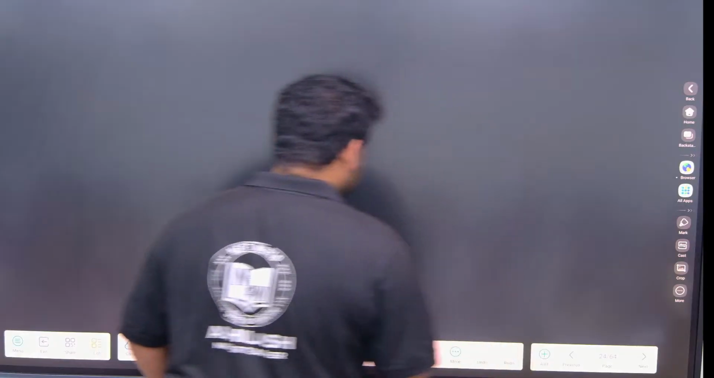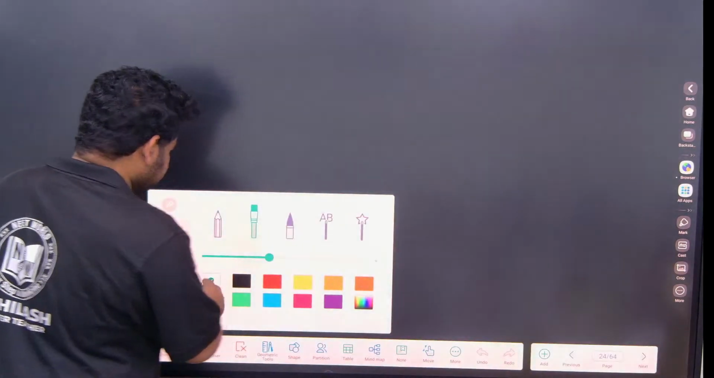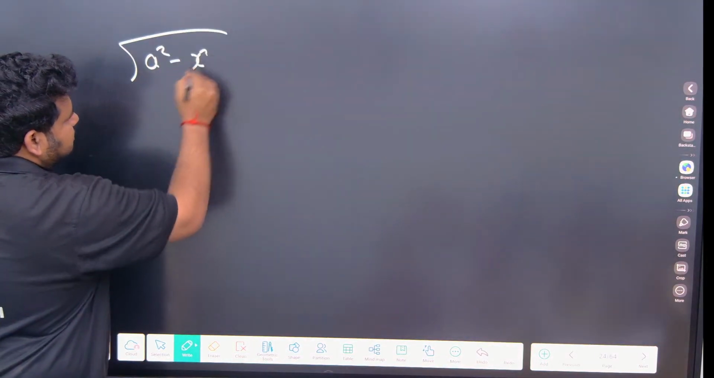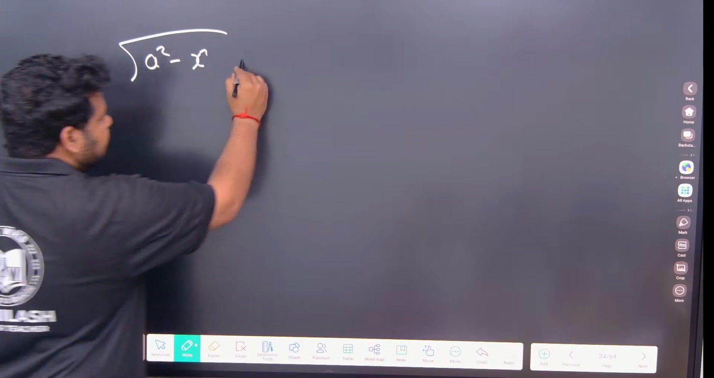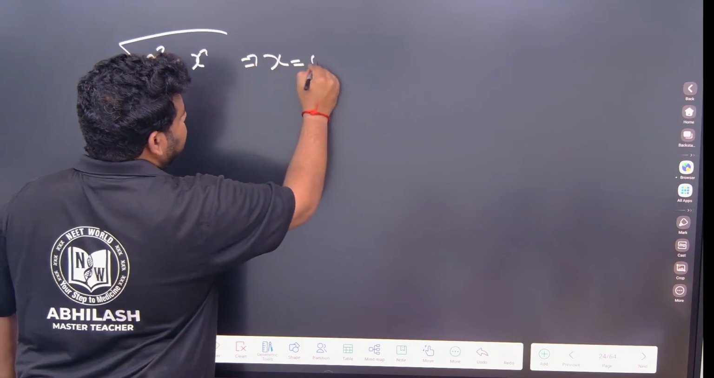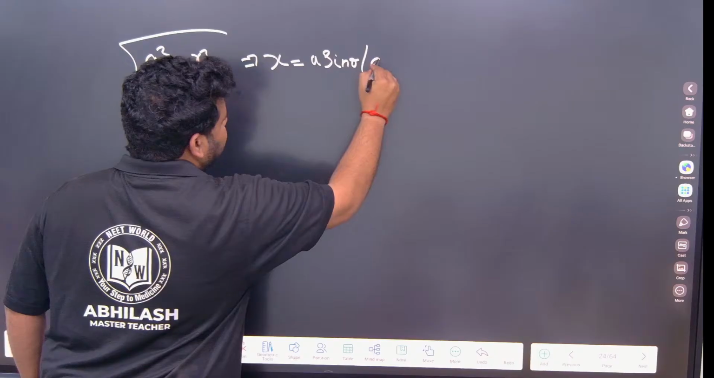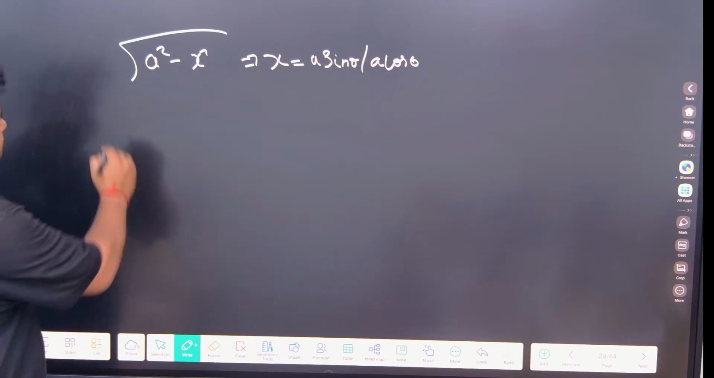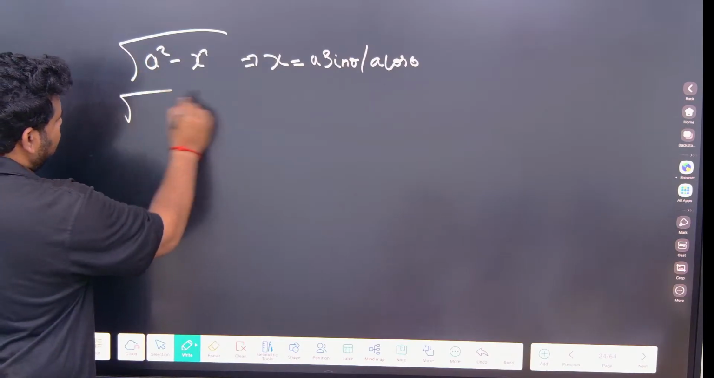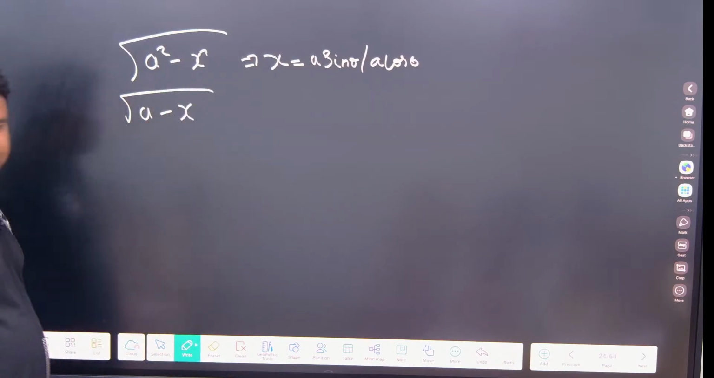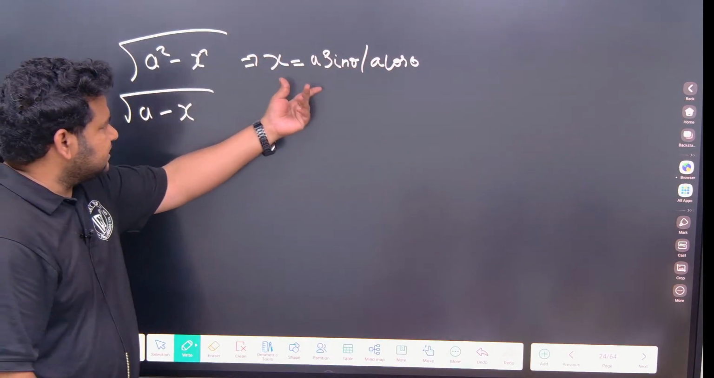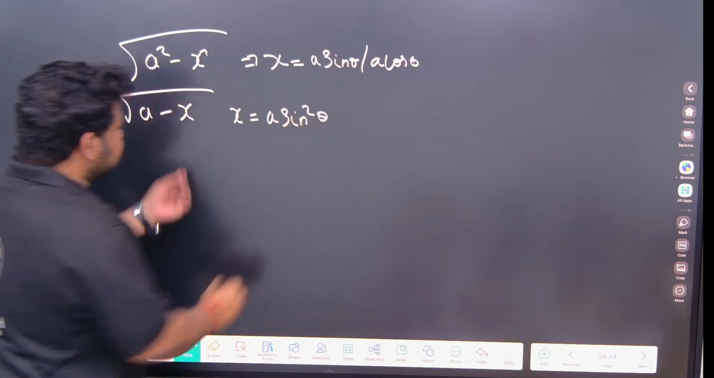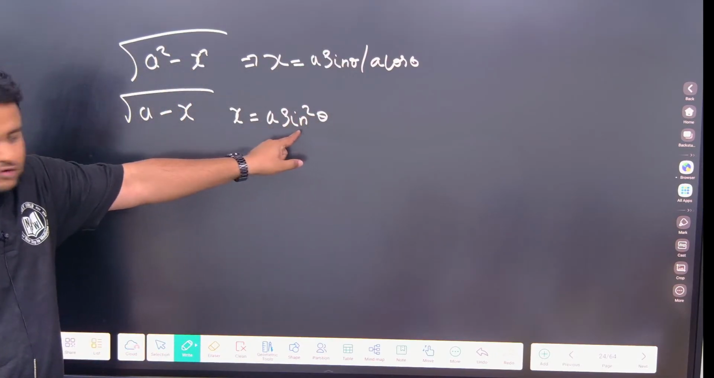So see here, if we talk about substitution, observe all of you: if it is square root of a square minus x square, we will take x is equal to a sin theta or a cos theta. Suppose we are having root of a minus x. Then instead of writing a sin theta, we will write x is equal to a sin square theta, because here x square is not there, so we make the square of this one, sin square theta.